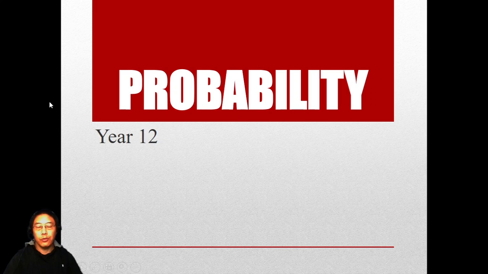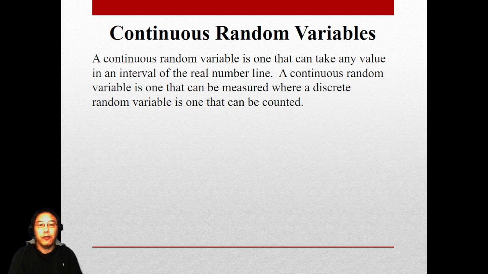Alright, let's continue with probability. Today is chapter 15, which is about continuous random variables. So a continuous random variable is one that can take any value in an interval of the real number line.